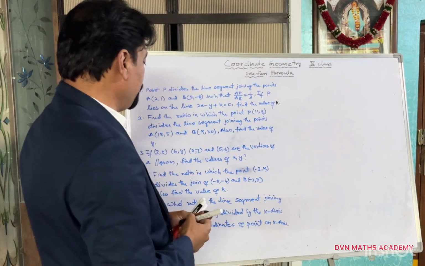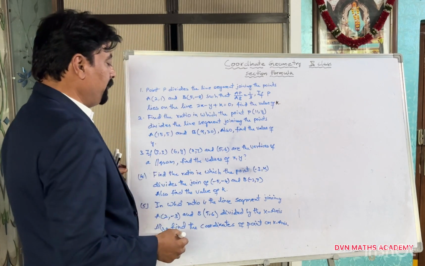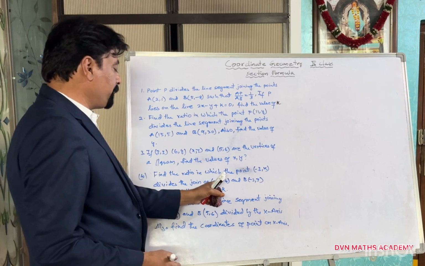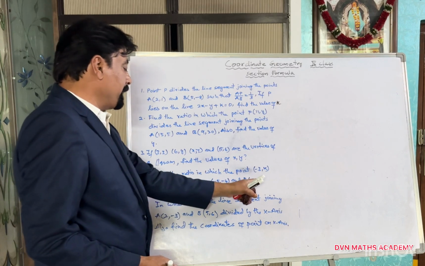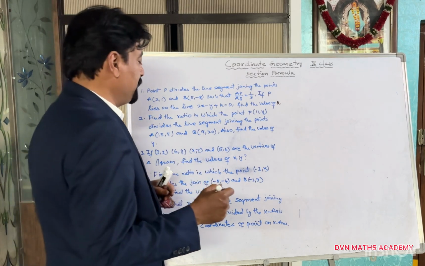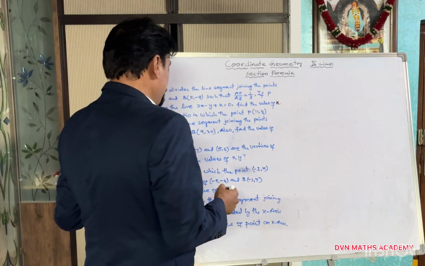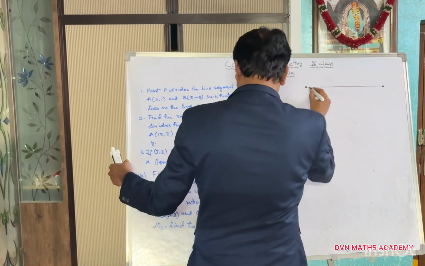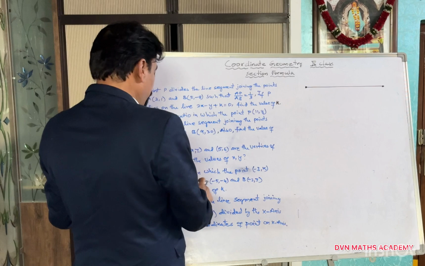Here is the fourth question: find the ratio in which the point (-3, k) divides the join of (-5, 4) and (-2, 3). Also find the value of k. This is also two questions. Two questions are there here. Find the ratio in which the point divides the line segment joining them.